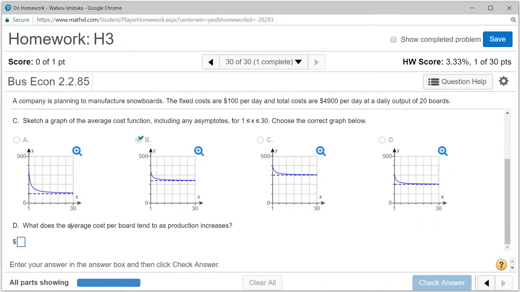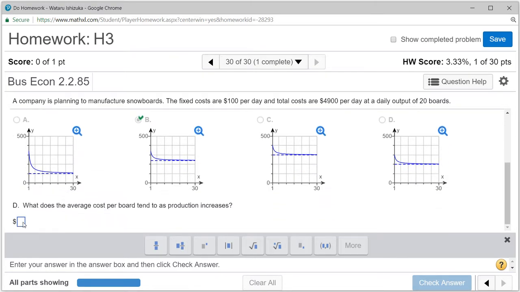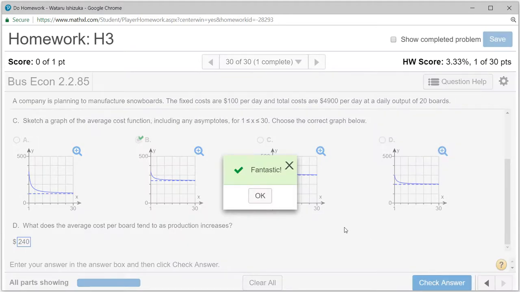All right, next question. What does the average cost per board tend to as production increases? As I said, it approaches 240, because as x gets larger and larger, this second term approaches 0. You're left with 240. So we have 240. Let's check the answer. All right, we got that.